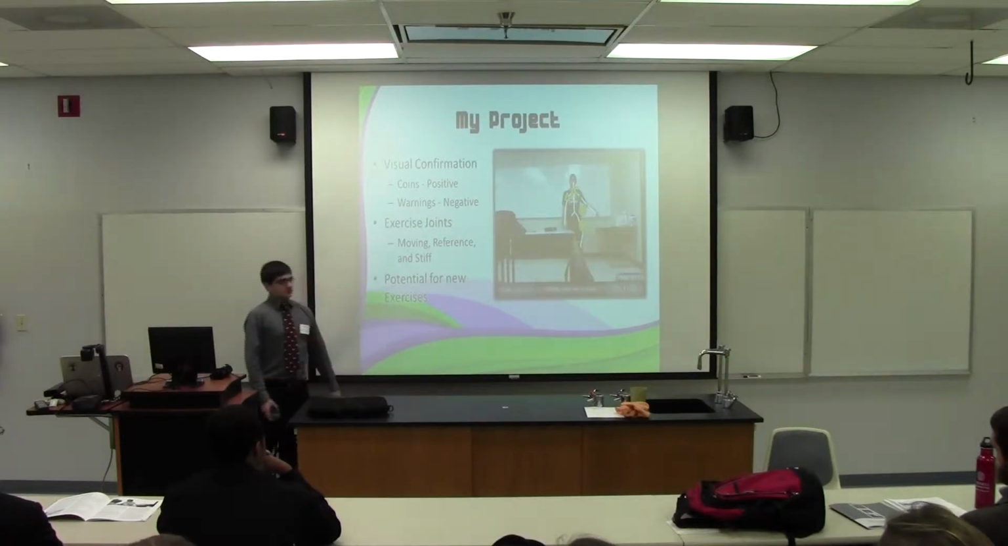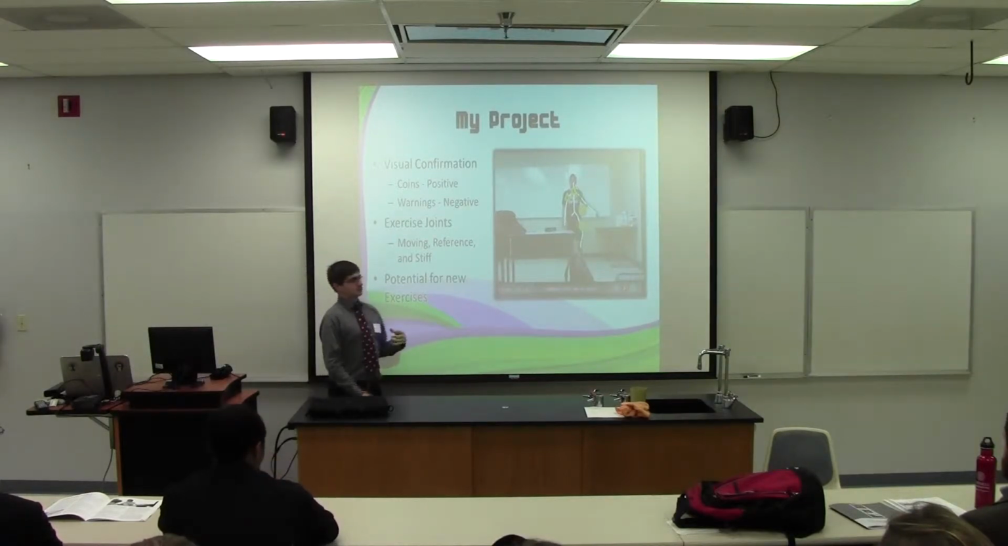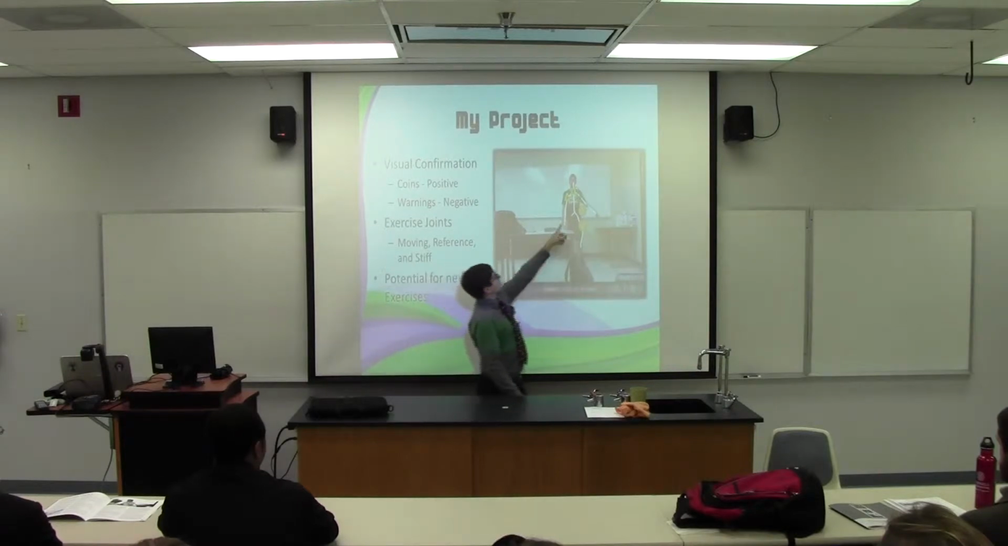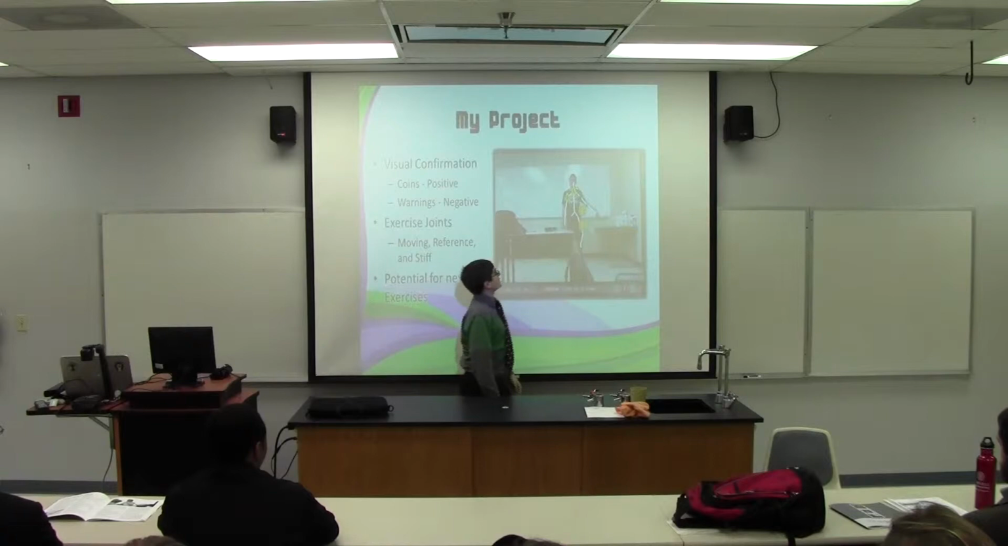The way the application works is there are different kinds of exercise joints. Exercise joints are the joints that you're going to be focusing on during your exercise. If you can see up here, it's a little hard to see, but there's a red circle here, a red circle there, and you've got 2 warning signs.